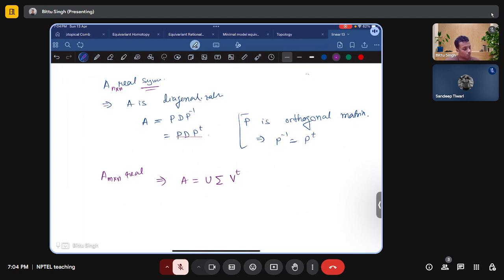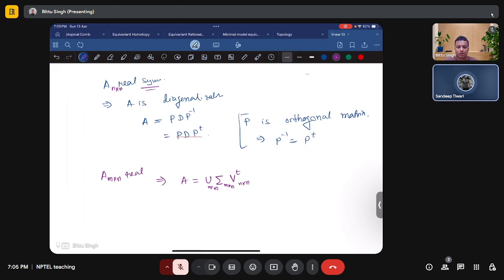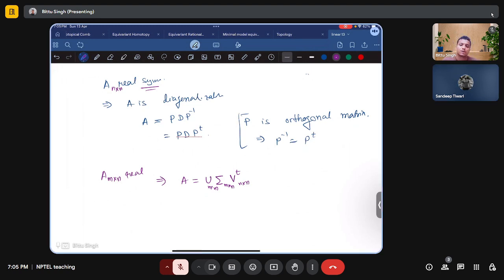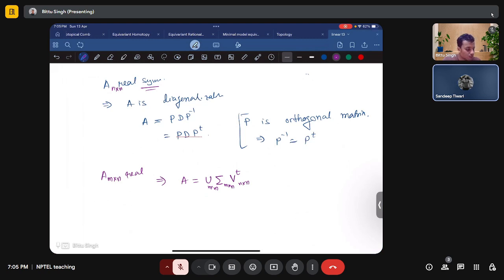What will be the sizes? U is an m by m matrix. Sigma is clearly an m by n matrix, and V transpose should be an n by n matrix. So U is m by m and sigma is m by n. Sigma is a rectangular diagonal matrix.